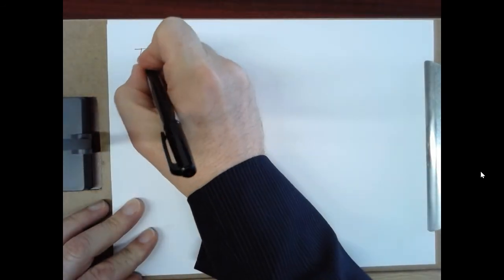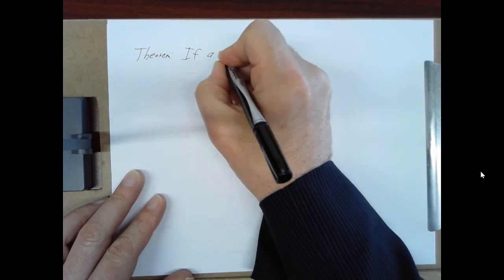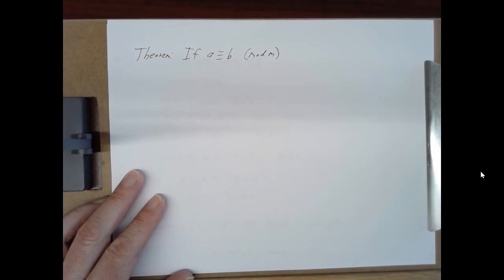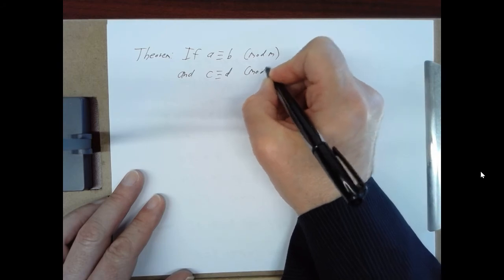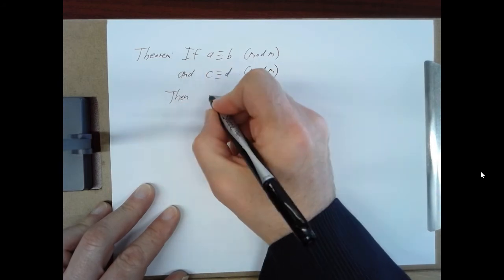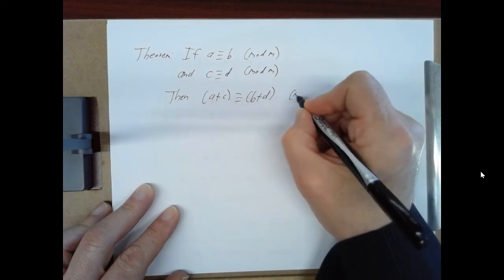Well, we can prove other similar things, and we're not going to, but we could. But here's something that will be true and will be really useful. So if A is congruent to B modulo M, and C is congruent to D modulo M, then A plus C will be congruent to B plus D modulo M.